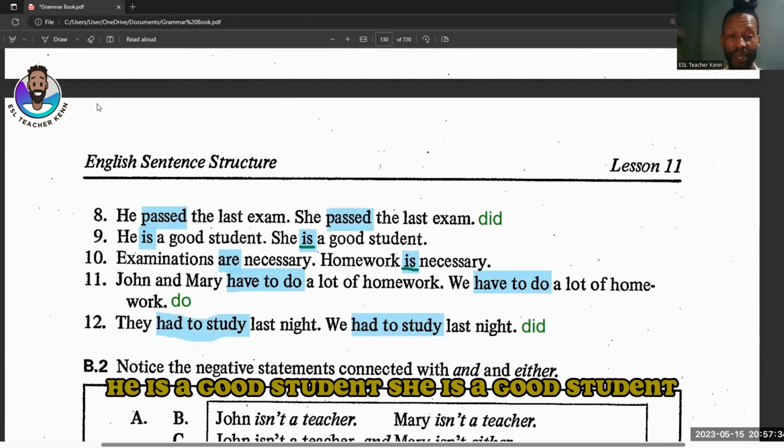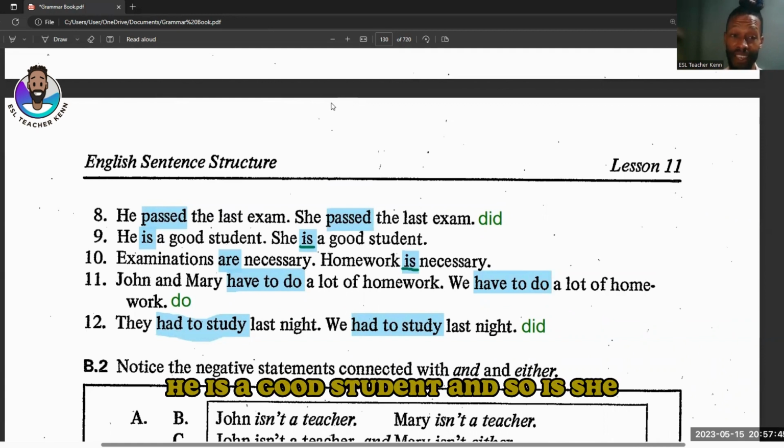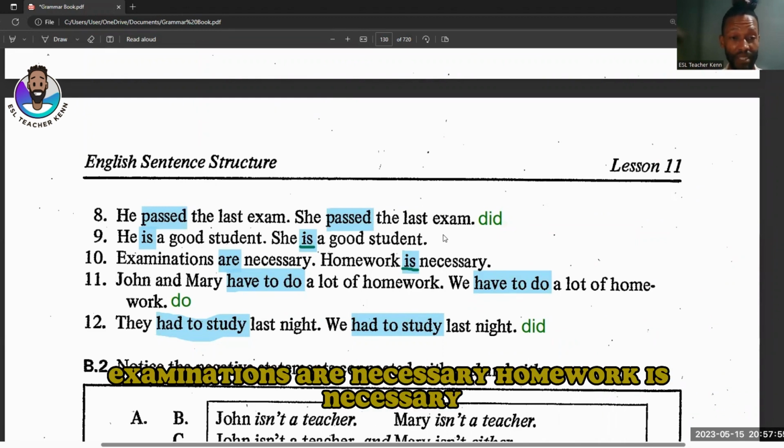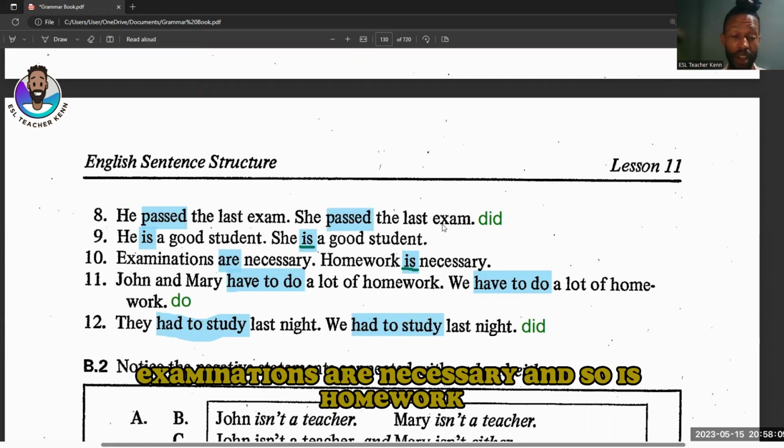He is a good student. She is a good student. He is a good student, and so is she. Examinations are necessary. Homework is necessary. Examinations are necessary, and so is homework.